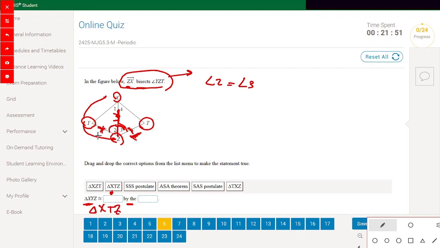This side is congruent to this side. These angles are both congruent because ZX bisects this angle, and this side is common between these two triangles. So it will be the SAS postulate. So this is the right answer.